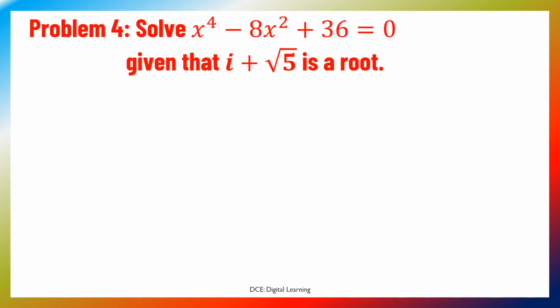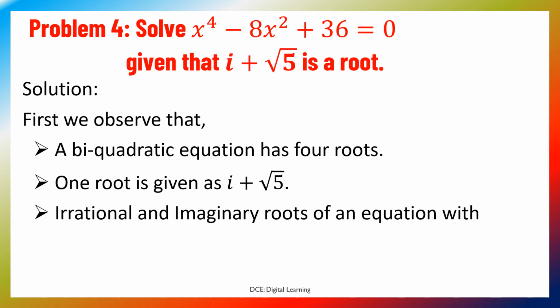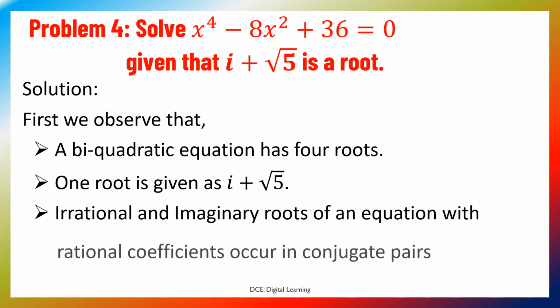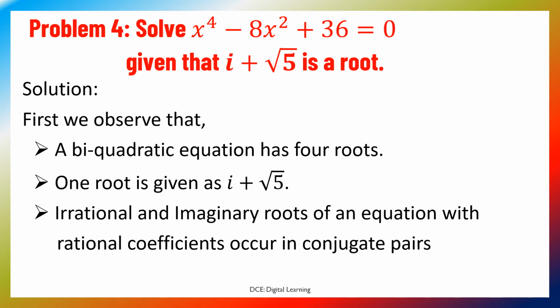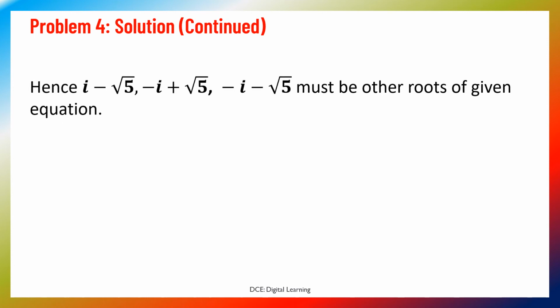Problem 4. Solve x^4 - 8x^2 + 36 = 0, given that i + √5 is a root. Solution. First, we observe that a biquadratic equation has 4 roots. One root is given as i + √5. Irrational and imaginary roots of an equation with rational coefficients occur in conjugate pairs. Hence, i - √5, -i + √5, -i - √5 must be other roots of the given equation.